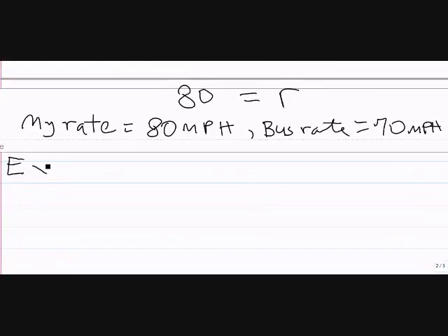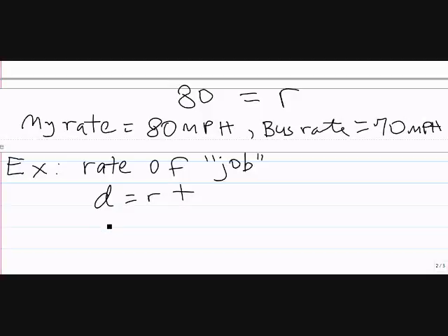So my next example, which will be your second word problem, is about the rate of a job. Particular kind of rate of a job. So instead of distance, I can use jobs. So instead of D equals R times T, I can use job is equal to R times T. So I'm going to solve this one again for T.